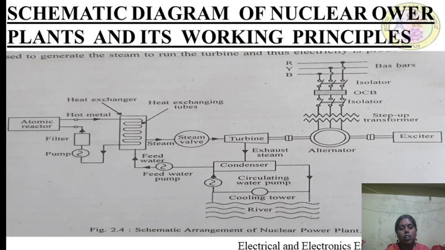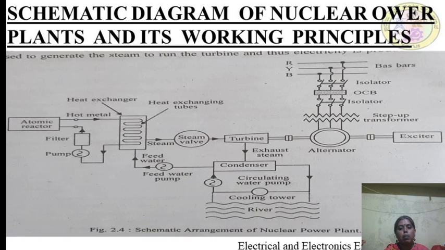Whenever feed water enters the heat exchanger and is converted into steam, that dry steam is obtained by the heat exchanger. This steam is passed to the turbine through the steam valve. When the steam enters the turbine, the blades start rotating because of the high pressure and high temperature of the steam.